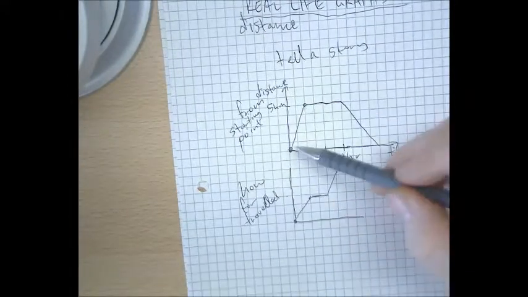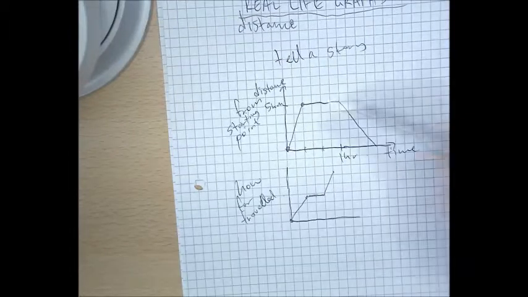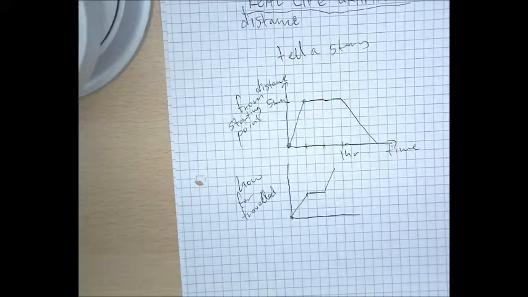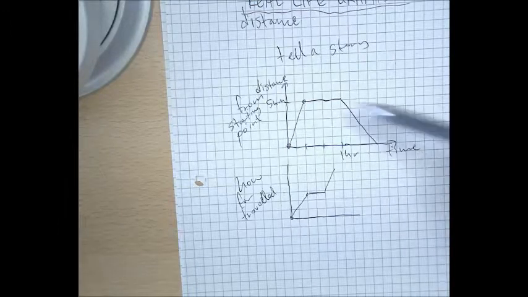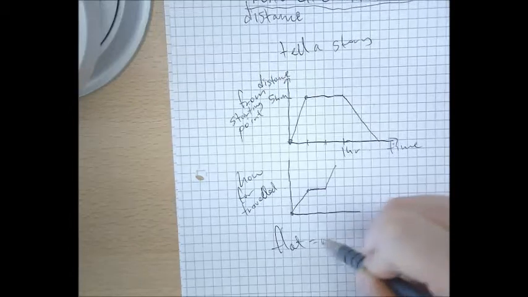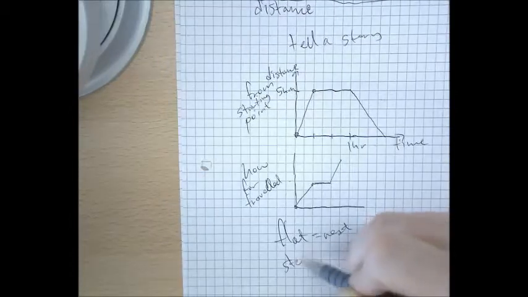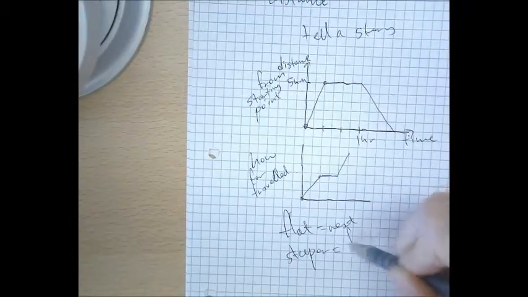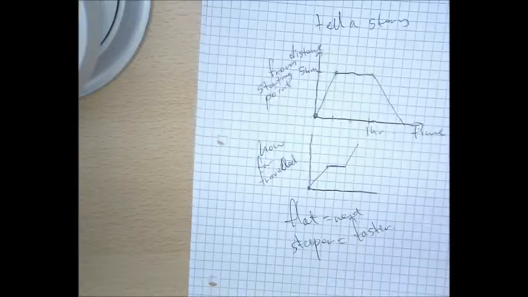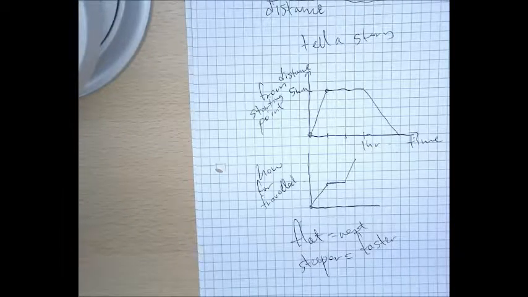So they went out hard, had a rest, came back. Which was faster? The outbound or the inbound? The outbound because that's steeper. The inbound because it's not quite as steep. So flat equals rest. Steeper equals faster. If they ask you for an actual speed, what do you do? Gradients. Just use the gradient.